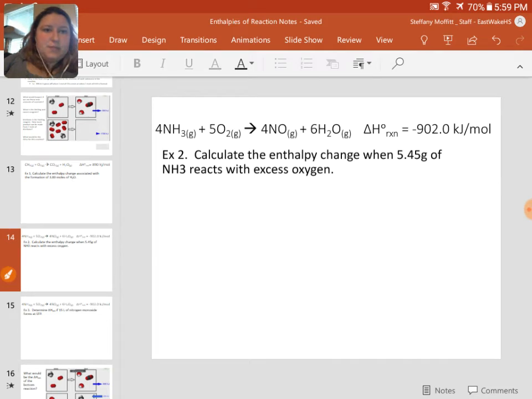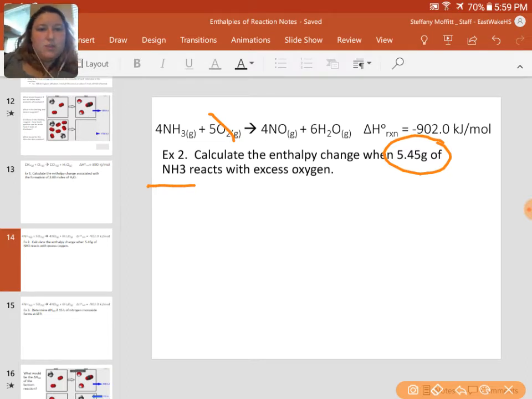Example number 2, it says calculate the enthalpy change when 5.45 grams of NH3 reacts with excess oxygen. So we don't even worry about the oxygen, there's excess of that, but we see 5.45 grams of NH3. Right here I have 4 moles, and my delta H of the reaction is negative 902 kilojoules per mole. So the first thing I'm going to do is convert that 5.45 grams of NH3 to moles.